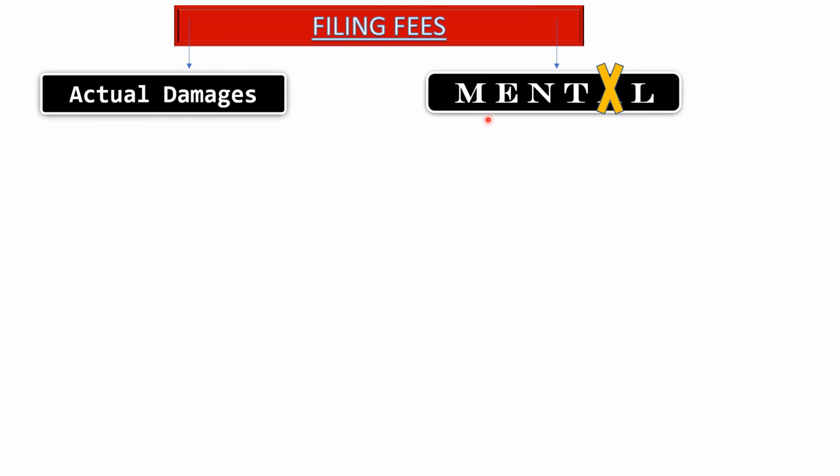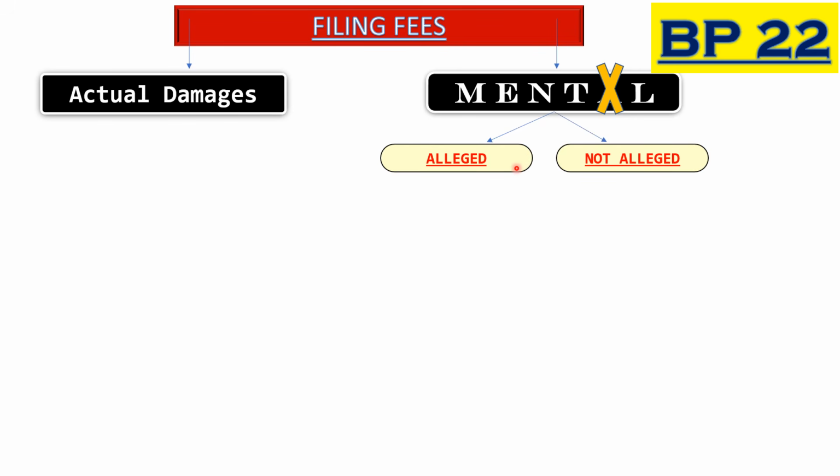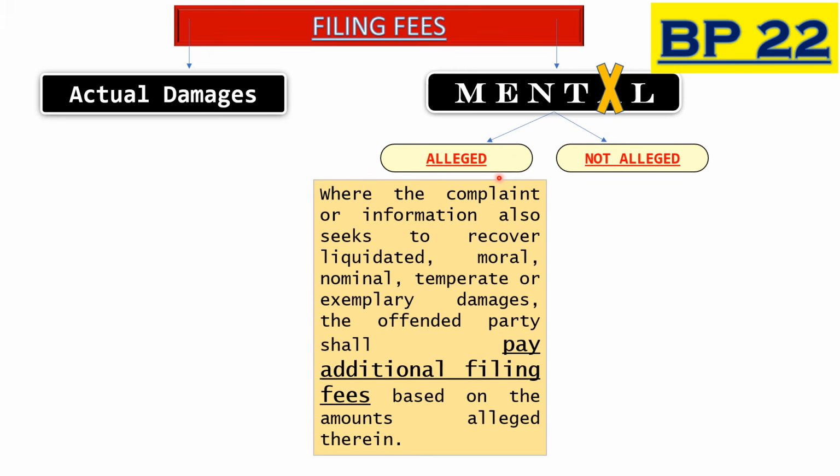Take note that this rule on filing fees when it comes to moral, exemplary, nominal, temperate, and liquidated, pag pinag-uusapan again si BP 22, talagang very special tong si BP 22, the same lang, you have to differentiate again whether it is alleged ang ginamit dun sa rules or not alleged. Kanina, specified or not specified. Here, alleged or not alleged. Again, just like what I said, the same rules.